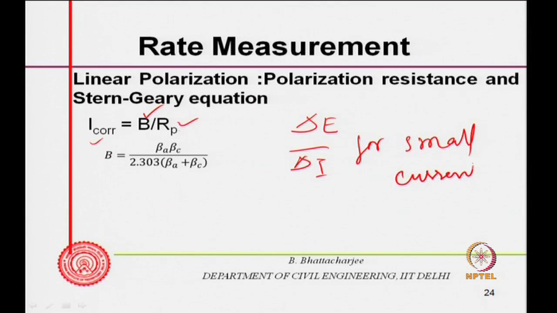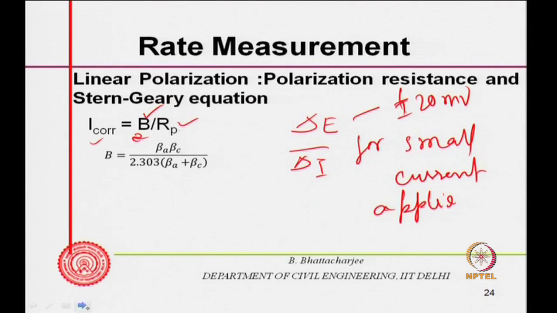For small current applied, such that the overpotential does not change more than plus minus 20 millivolt, B over R p, beta is called the Stern-Geary constant. R p is the polarization resistance, and B is given as beta A times beta C, where these are Tafel's constants which we discussed, divided by beta A plus beta C. So, the relationship between Tafel's constants is something like this.